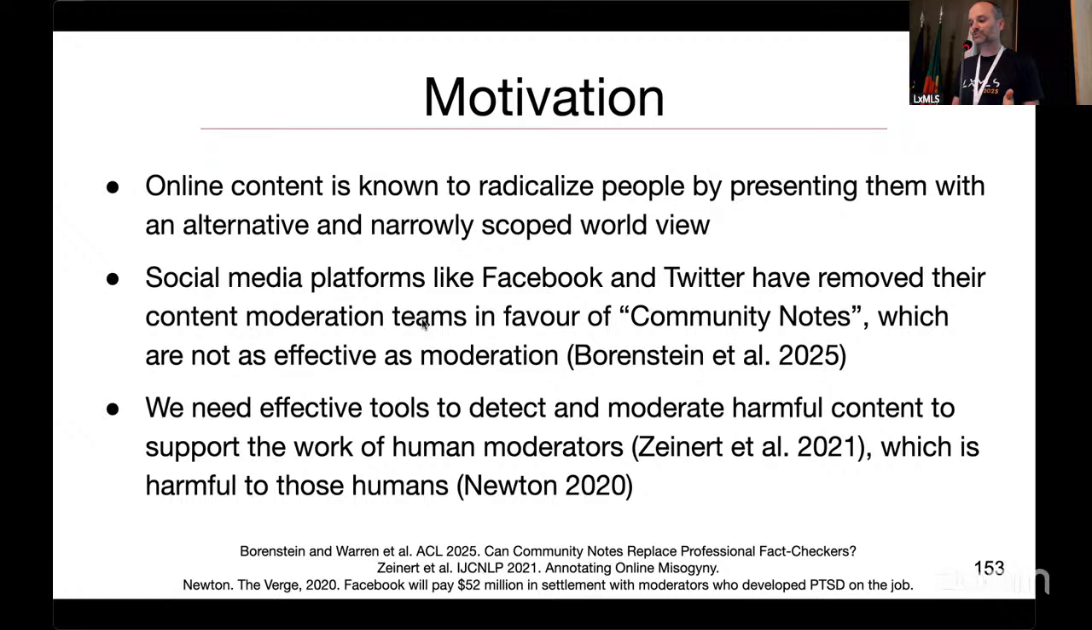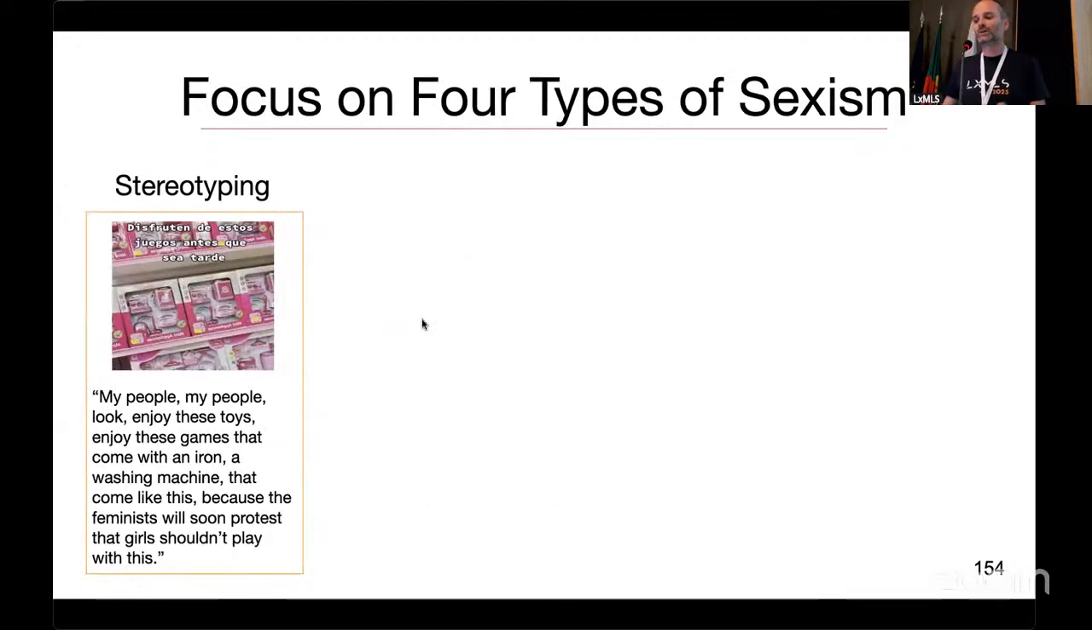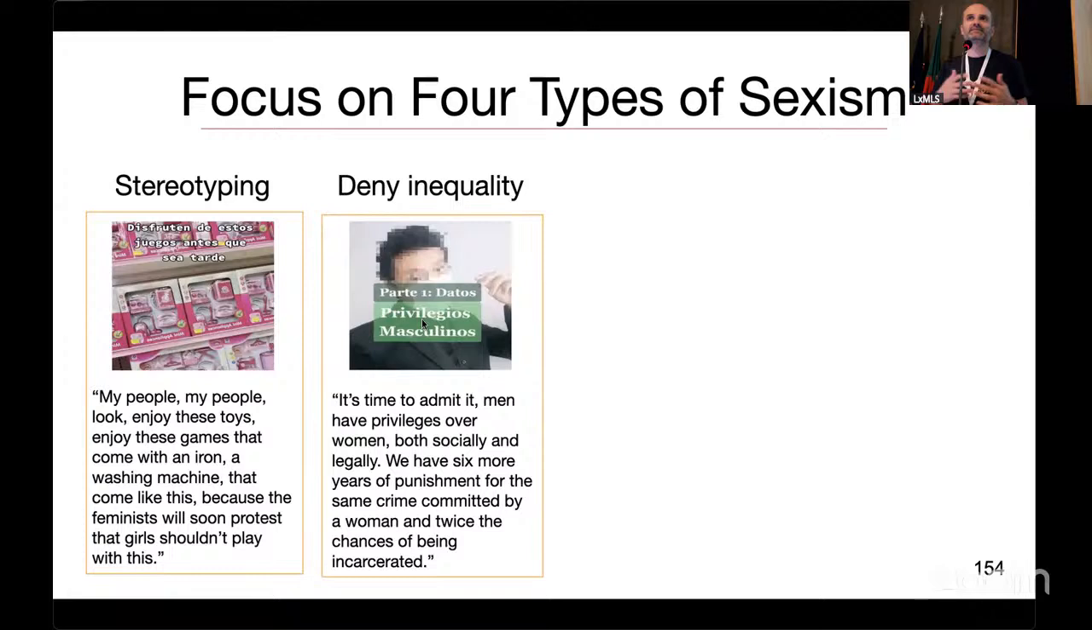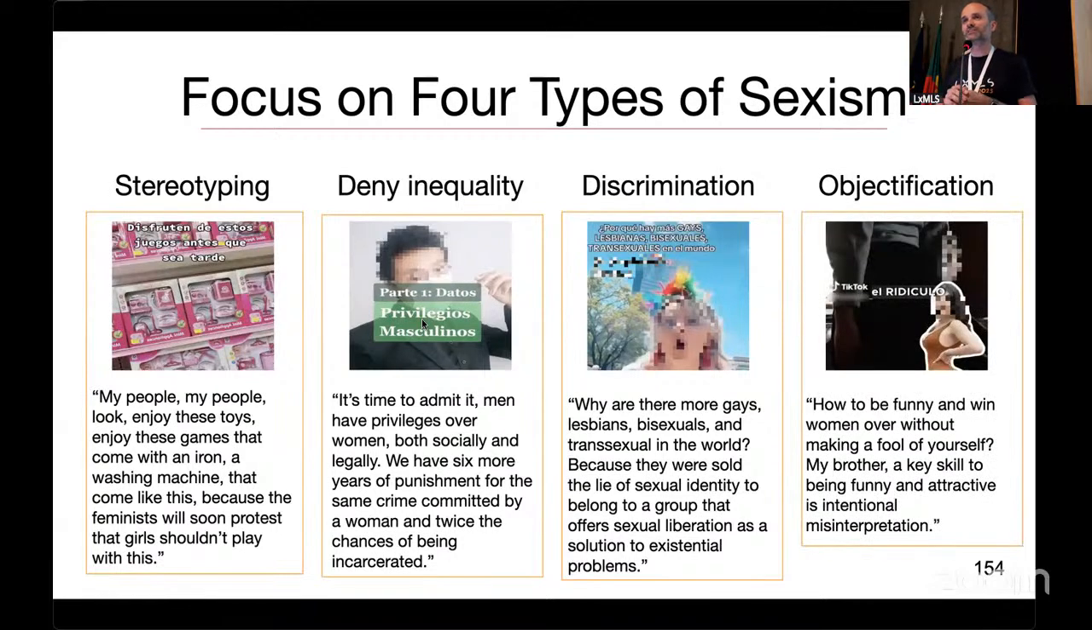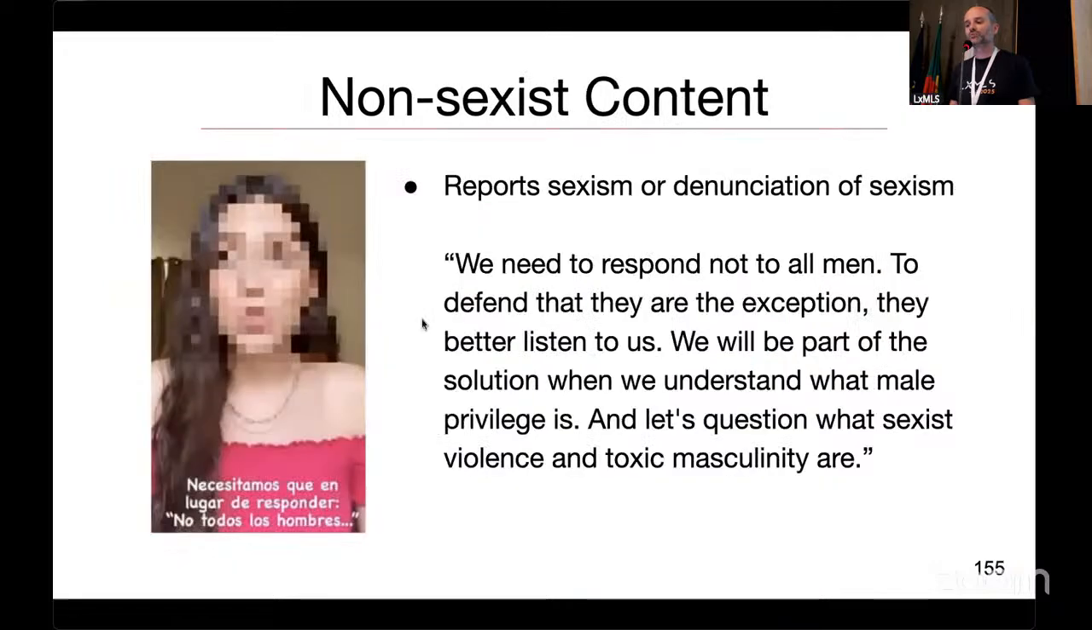And so in this project, we focused on 4 different types of sexism. One was about stereotyping that you would find in TikTok videos on social media. The other was on sexism that denies the inequality of different genders. The other was on discrimination, where people were actively discriminating against people in videos. And the fourth was on the objectification of people, in this case, mostly women and LGBTQ identifying people.